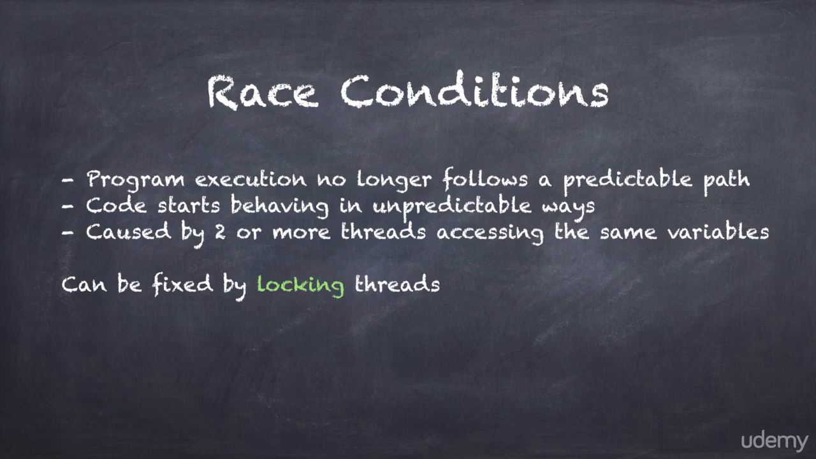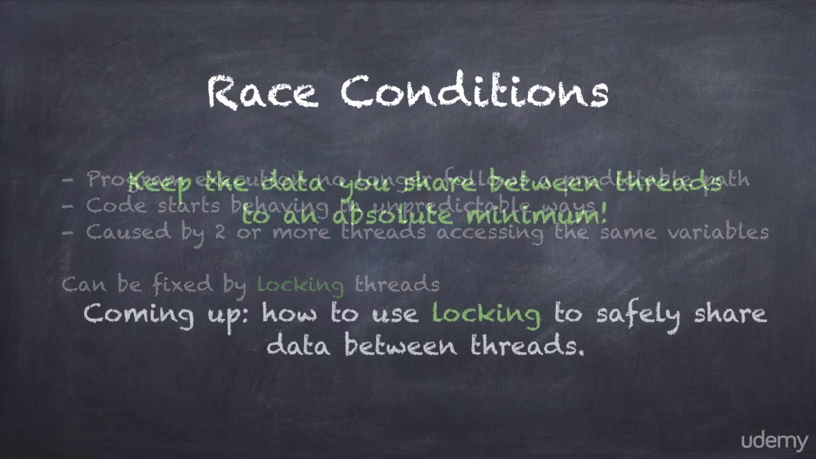So, a race condition is when program execution no longer follows a predictable path, and as a result, code starts behaving in unexpected ways. Variables seemingly randomly change their values. For loops stop prematurely. Simple increment statements do nothing or increment by 2 instead of 1. All of these things can happen. 9 times out of 10, these race conditions occur because 2 or more threads are accessing the same variable.